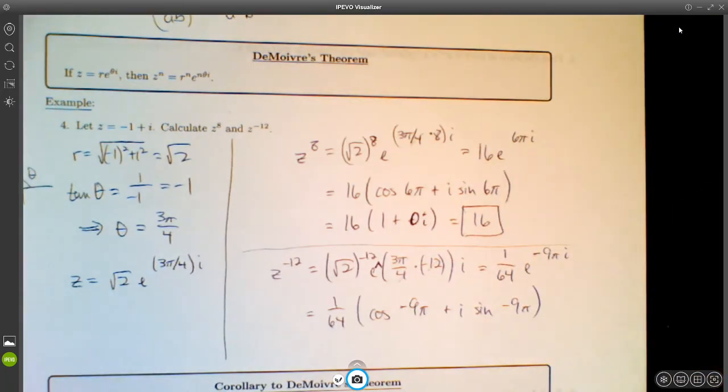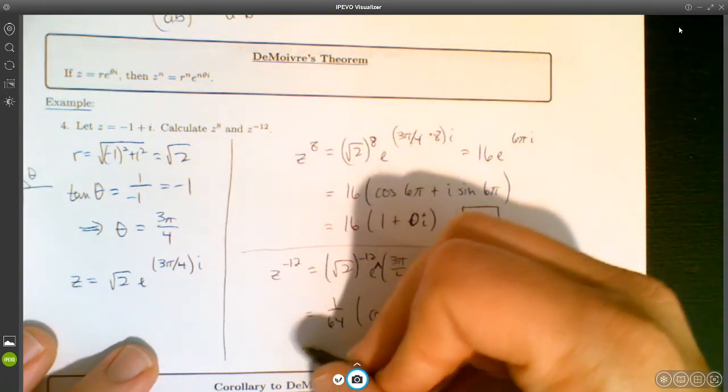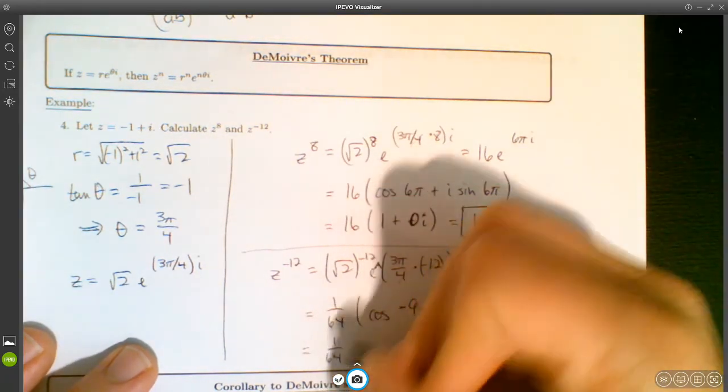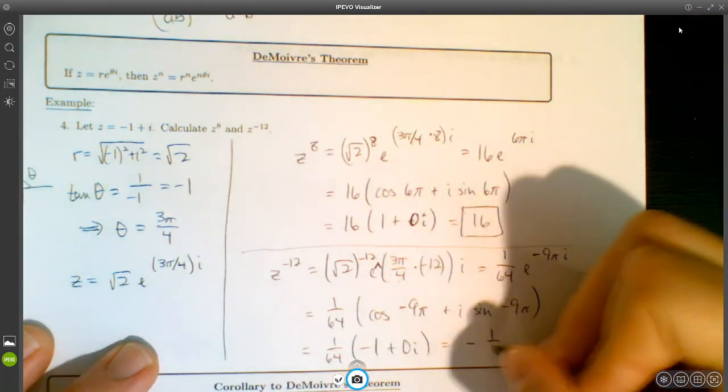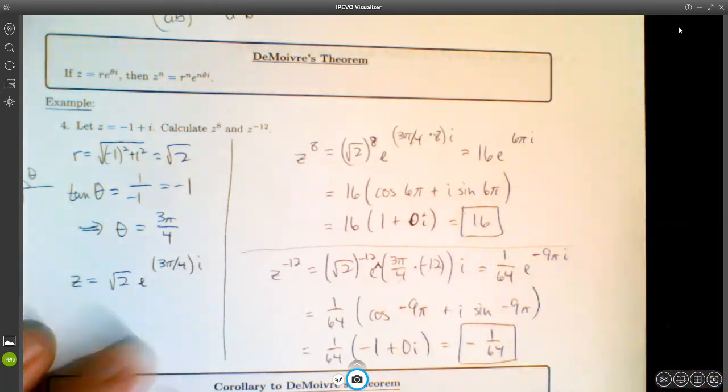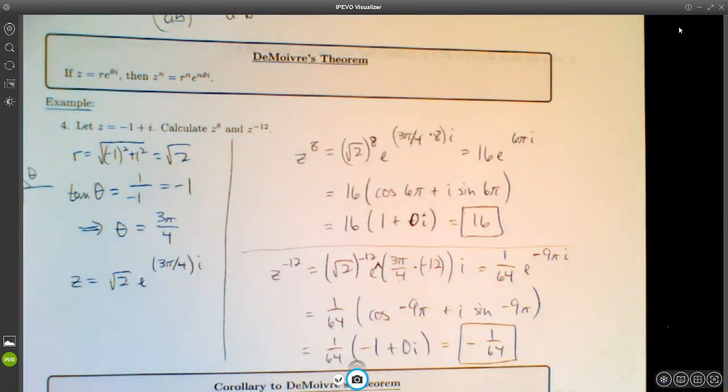Cosine of negative 9 pi, now that's just coterminal with pi, right? So cosine of pi would be negative 1, and sine of pi would again be 0. Okay, so this is going to be 1/64 times negative 1 plus 0i. So that's just negative 1/64. Okay, so there's de Moivre's theorem for you.